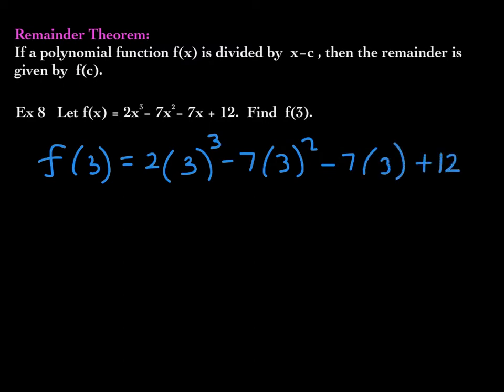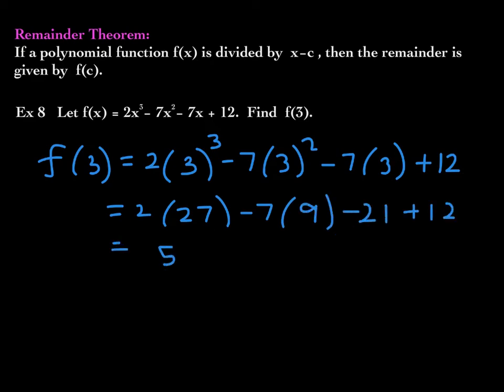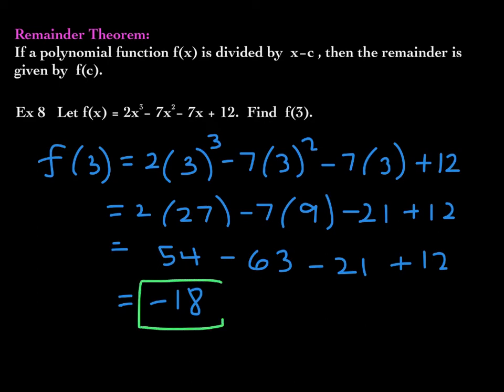And this is still fine. It's just that it is a lot of arithmetic. It's very easy to make a mistake. But it would be like this, right? Follow order of operations. There we have it. And so when you add all this together, you get negative 18. That's the answer, right? That's the evaluation for f of 3.